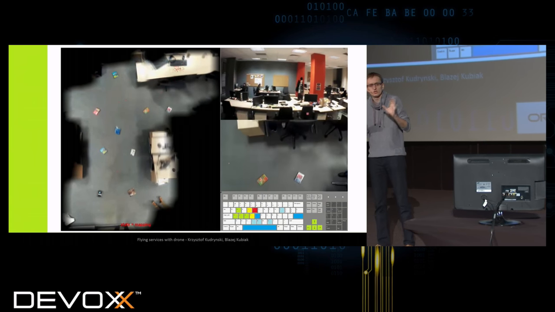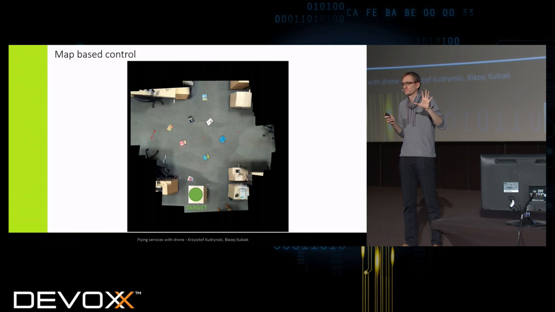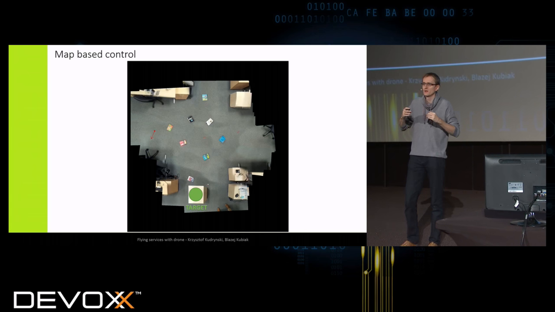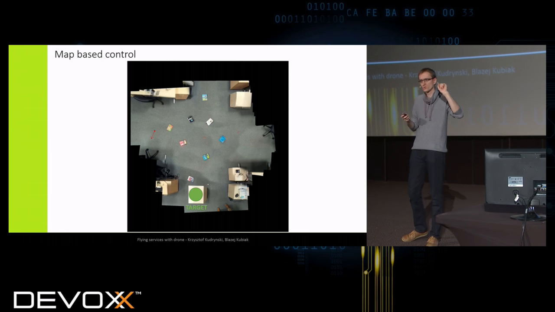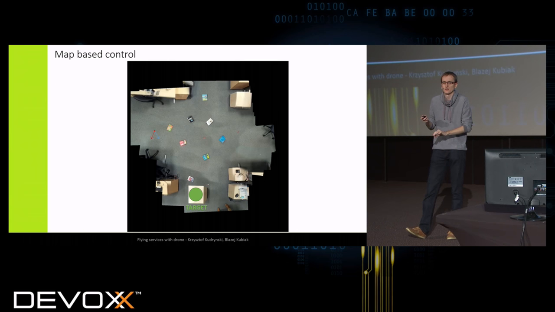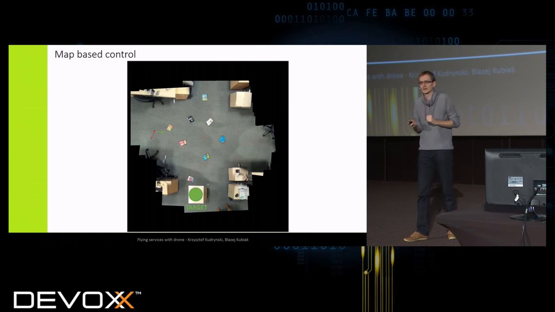But this was not the end. We had the map. We know where we are on the map. So let's tell the map where we want to go and stop controlling the drone. Let the map control the drone. It knows where the drone is. It knows where it's going, it knows where we want to go because we specified the target. So let the map calculate the controls of the drone so that we go closer to our target.